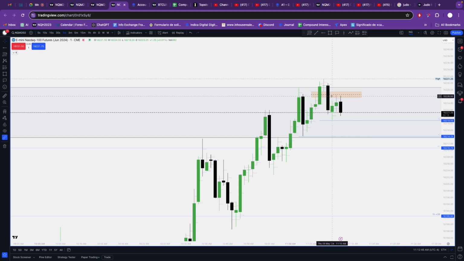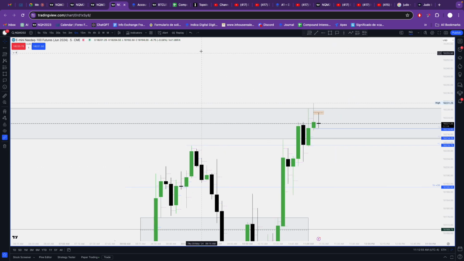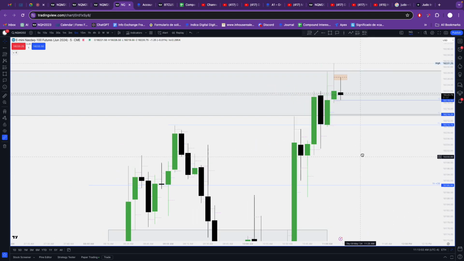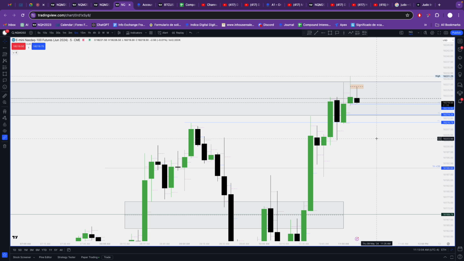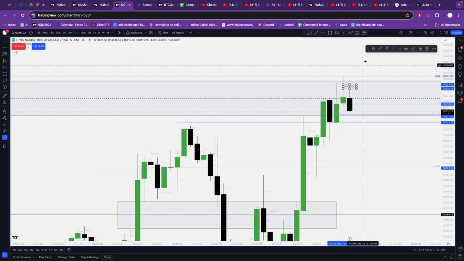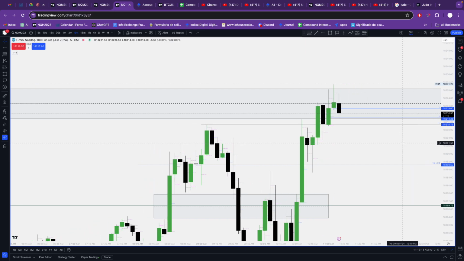Okay. We have an inverse right here, balanced price range. Bodies failed to close within it. Let's see. So are we gonna take this one together? We also have model 14 right here. This is model 14. See that? Perfect. So we should be short here. Come on, log in.